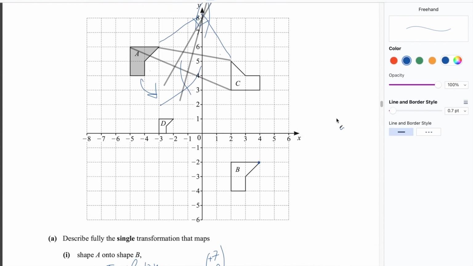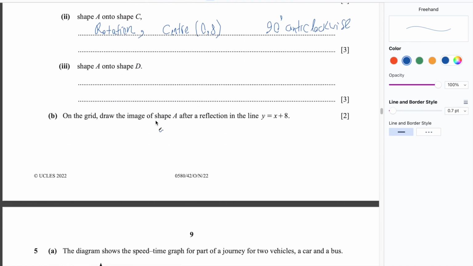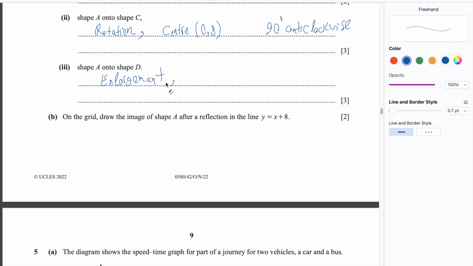Next one says shape A to shape D. For shape A to shape D, you see that the size has changed, so it shows enlargement. For enlargement, you should mention the center and the factor.